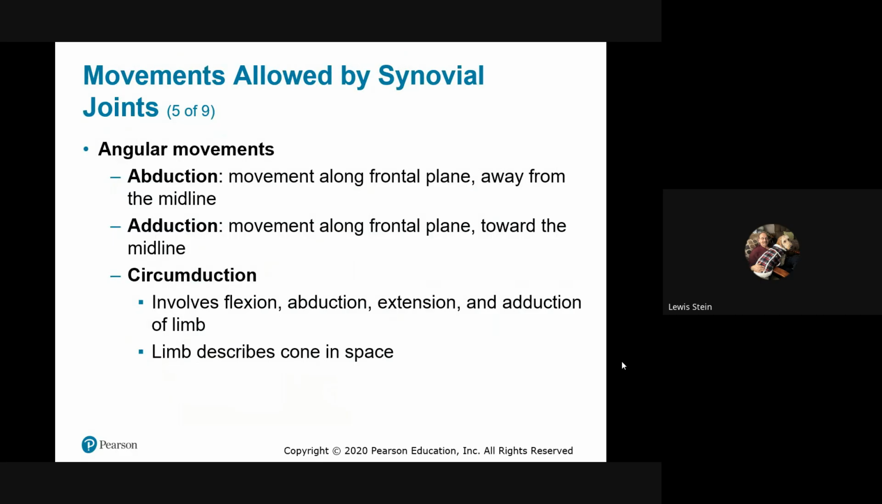So again, moving from the frontal plane away from the midline. So I'm abducting, or I'm taking my feet, my legs, I'm abducting from the anatomical position. At the same token, I'm adducting. I'm going to take them from here and I'm bringing them back. I can even hyperadduct.